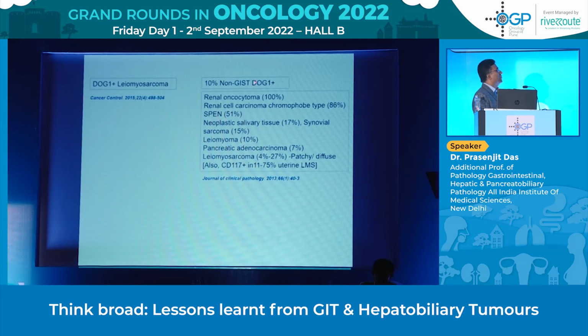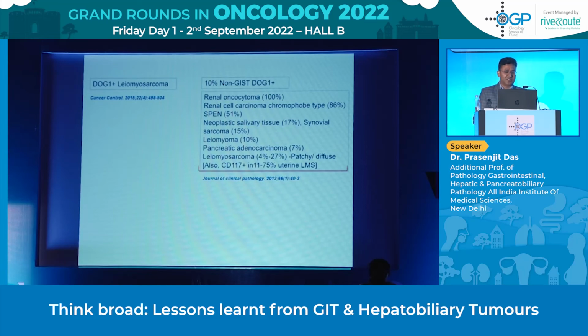However, renal oncocytomas and chromophobe tumors can be positive for DOG1, and see here, leiomyomas 10% can be positive, and this is the collated data from various articles. Leiomyosarcoma, the range can be 4 to 27%. That can be either patchy or diffuse positivity, and more importantly, please see, CD117 can also be positive in uterine leiomyosarcoma.